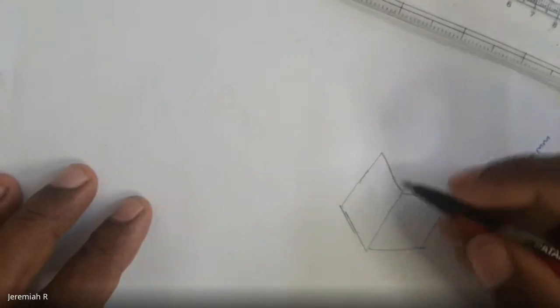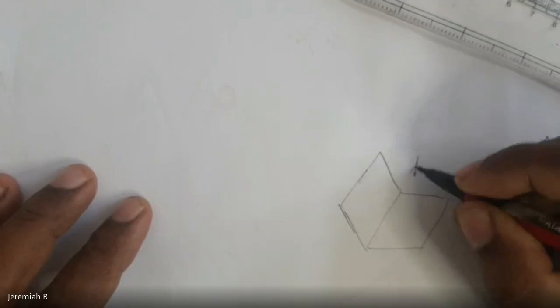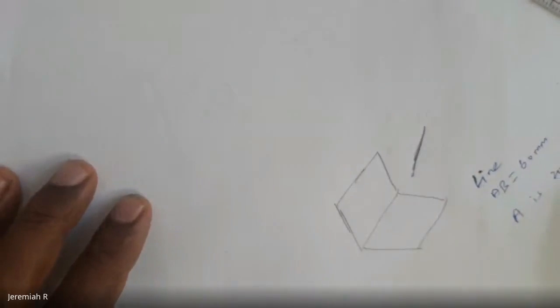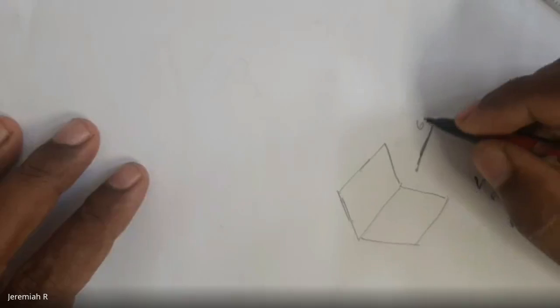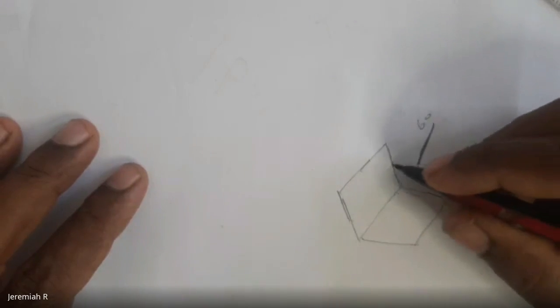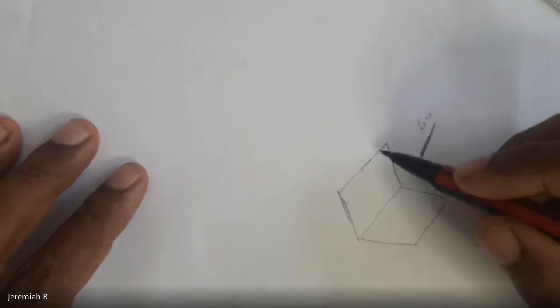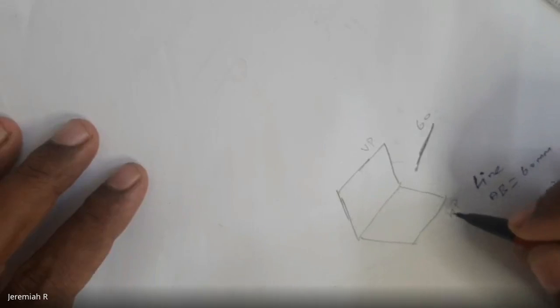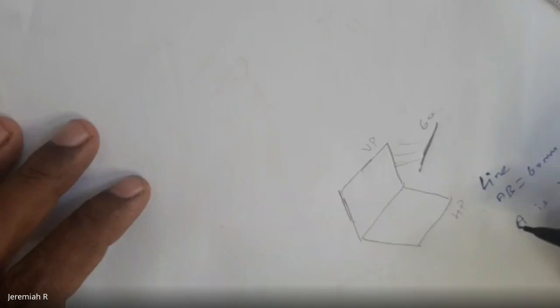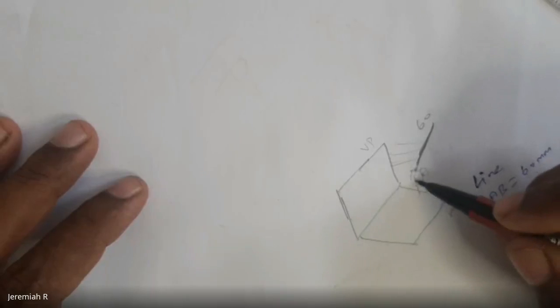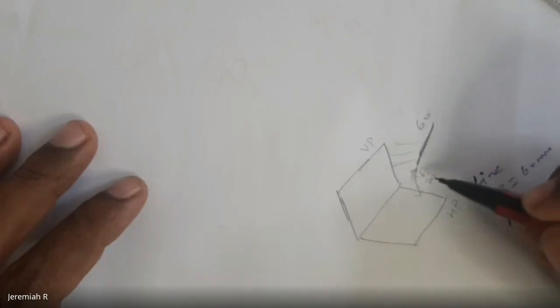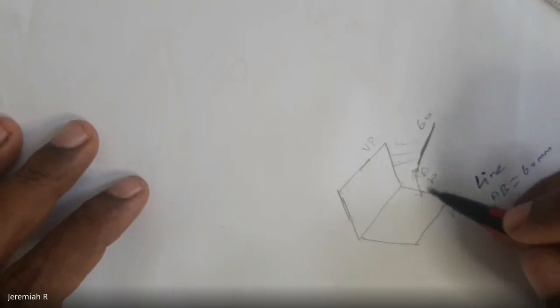This is the final position of the line. The line is like this. The length is 60 mm. So this is parallel to VP, that means parallel to the vertical plane, so the gap is equal. And the point A is 20 mm above HP. So when you see the front view, you will get it above HP.